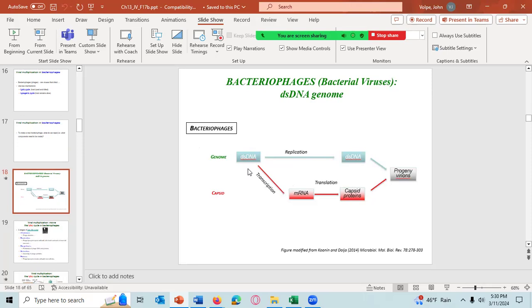And then you have to transcribe the genome to get viral messenger RNA, and then translate the viral messenger RNA to get viral proteins, particularly the viral capsid proteins. And then the viral capsid proteins need to come together with the replicated genome to make the newly made progeny virions. Any question about any of that?